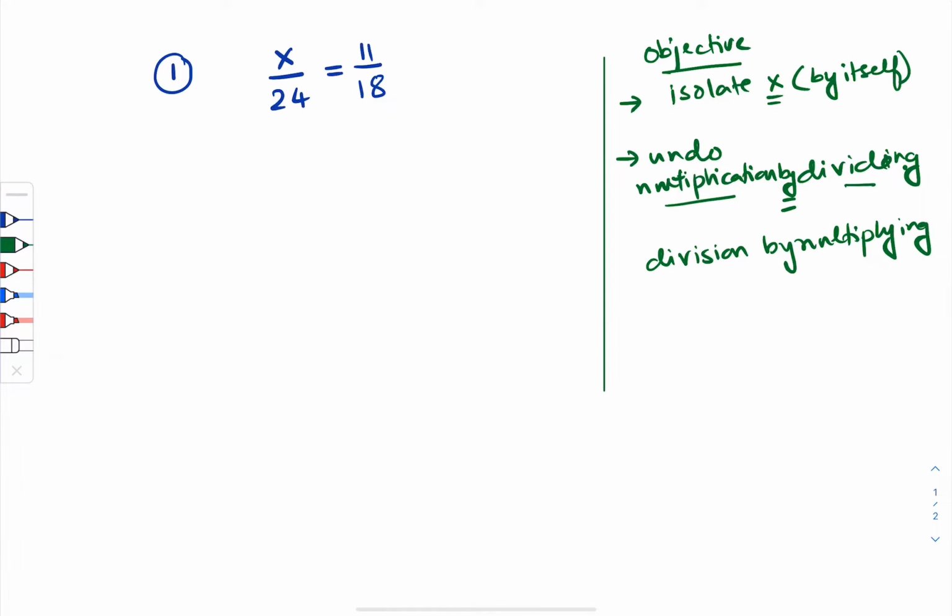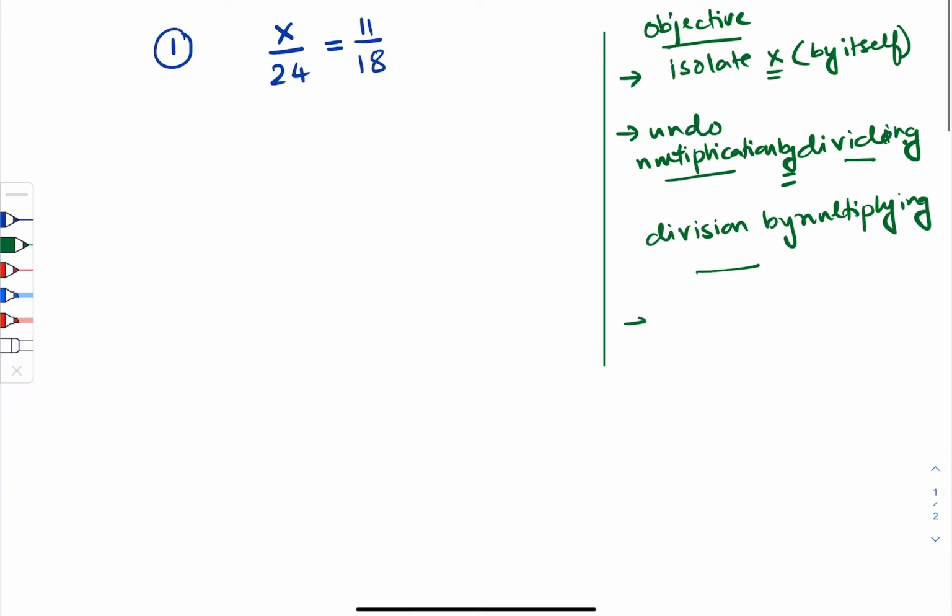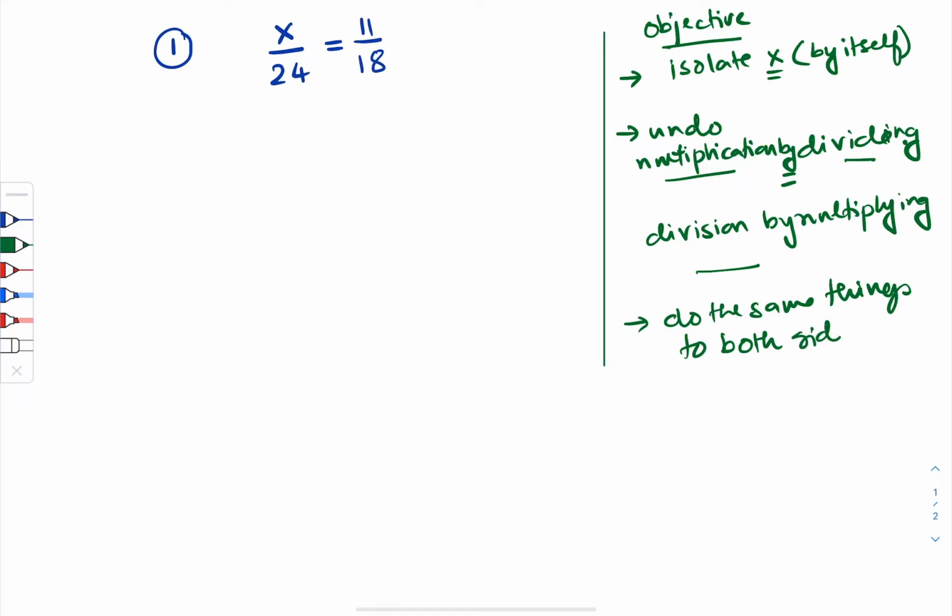The third thing to keep in mind is whatever you do on one side has to be done to the other side. So do the same things to both sides. Now let me try to explain what I mean by this.